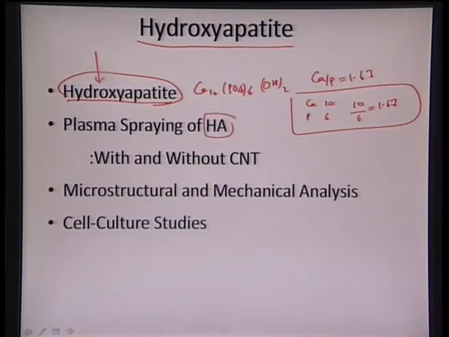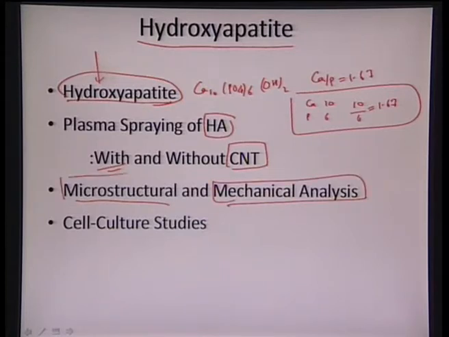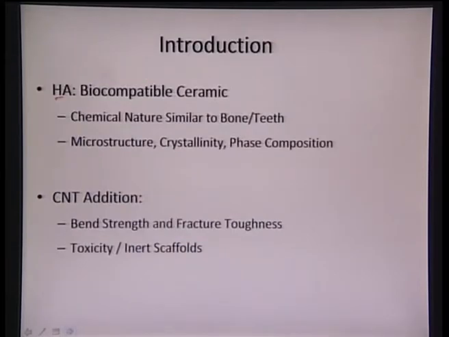This hydroxyapatite, HA, is being plasma sprayed with and without carbon nanotubes, denoted by CNT. I will elicit more of the microstructural and mechanical analysis of what these CNTs are contributing, followed by the cell culture studies to say whether hydroxyapatite is getting more compatible once we add carbon nanotube as a reinforcement. We know that hydroxyapatite is a biocompatible ceramic with a Ca/P ratio of 1.67, and this bioceramic has a chemical nature very similar to that of bone and teeth. That forms the mineral part of our bone and teeth, which is nothing but apatite.